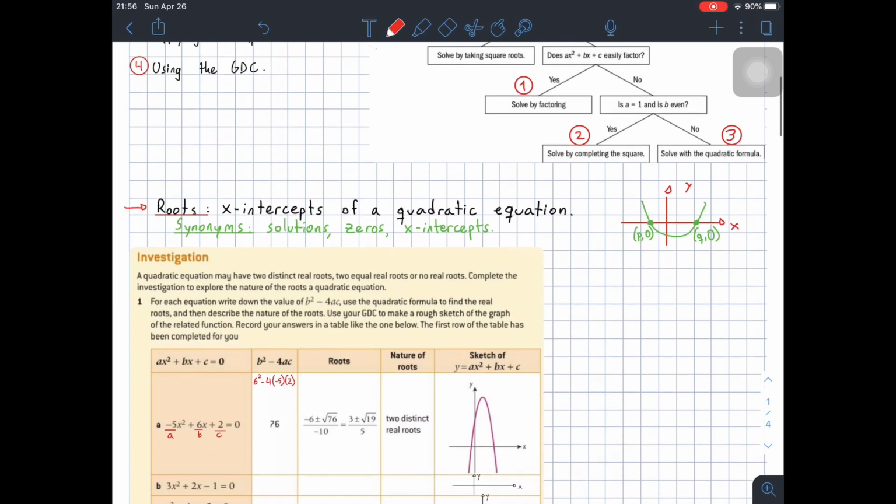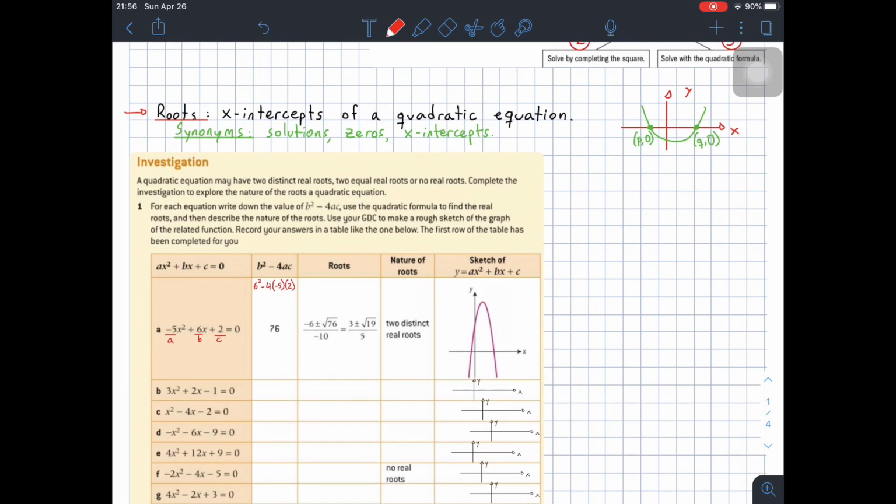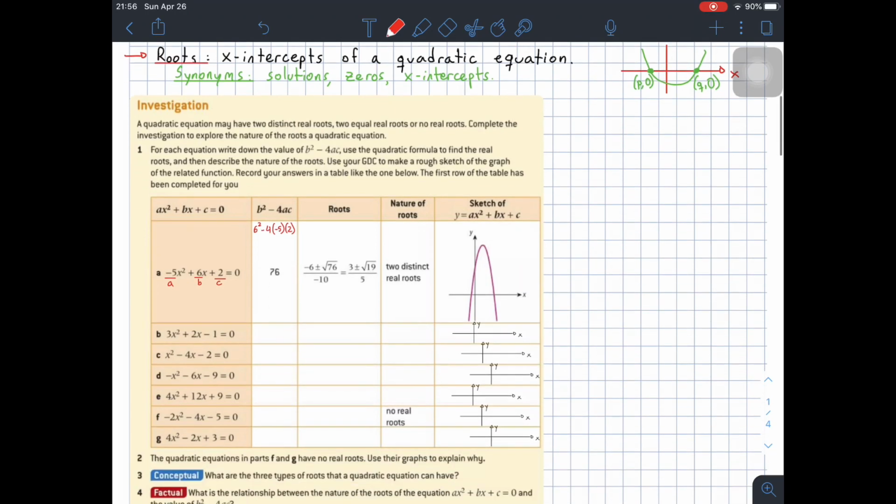Okay, so let's go to today's topic. First of all, we're going to once again review what a root is. It says roots, x-intercepts of a quadratic function. So these 2 points over here are the roots of this quadratic equation. And some synonyms of roots are solutions, zeros, x-intercepts. So that's for you to remember.